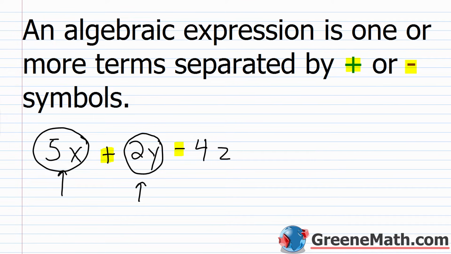Let me just kind of draw a line here in a different color. This kind of separates everything. And then here, where you have 4z, again, that's a term. So you have 5x, 2y, and 4z that make up the terms here.